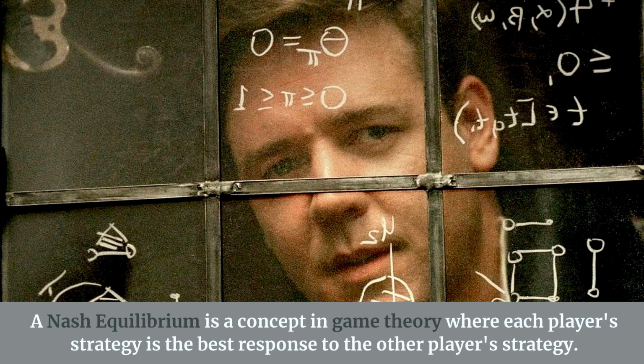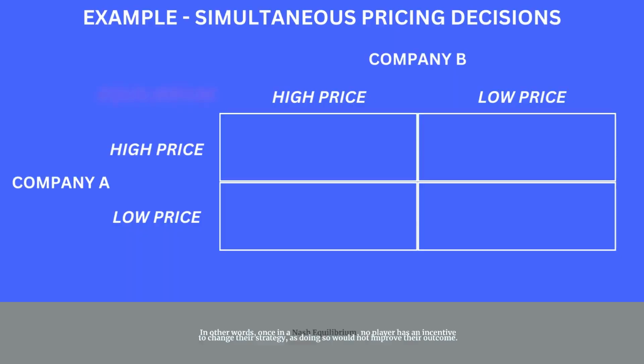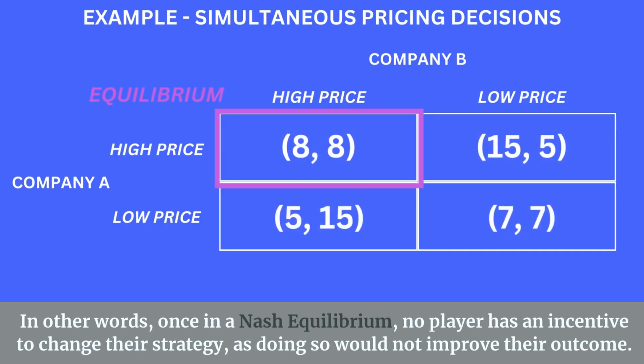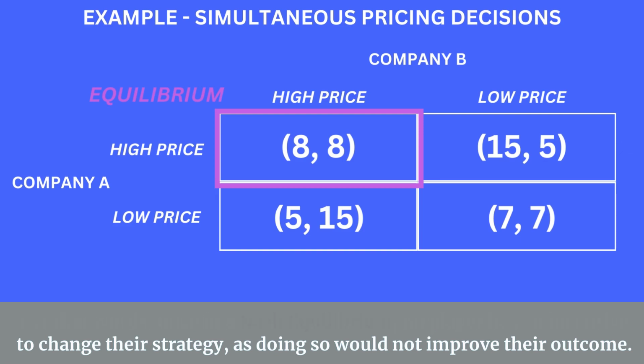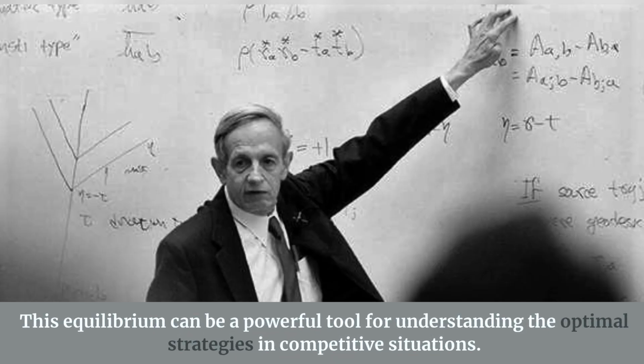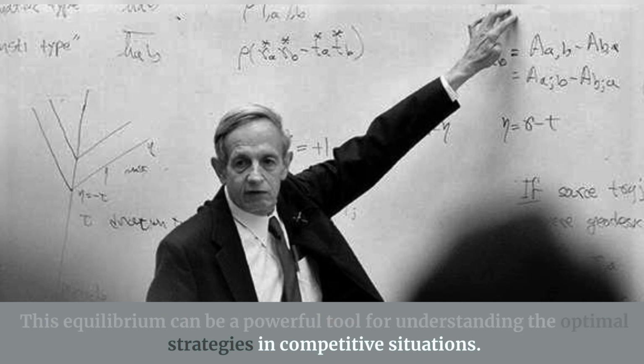A Nash Equilibrium is a concept in game theory where each player's strategy is the best response to the other player's strategy. In other words, once in a Nash Equilibrium, no player has an incentive to change their strategy, as doing so would not improve their outcome. This equilibrium can be a powerful tool for understanding the optimal strategies in competitive situations.